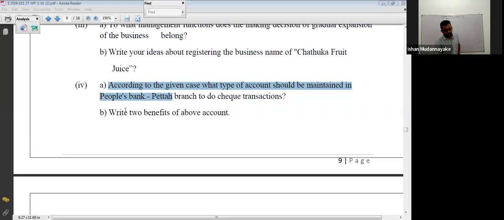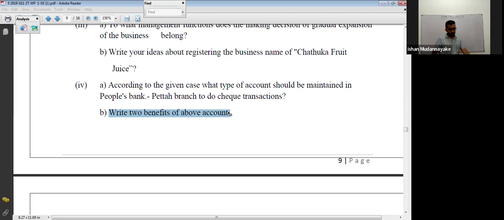And then, write the benefits of the above account. Give me two benefits of a current account. Overdraft facility. Yes. And transactions conducted through checks. Yes, and another one.